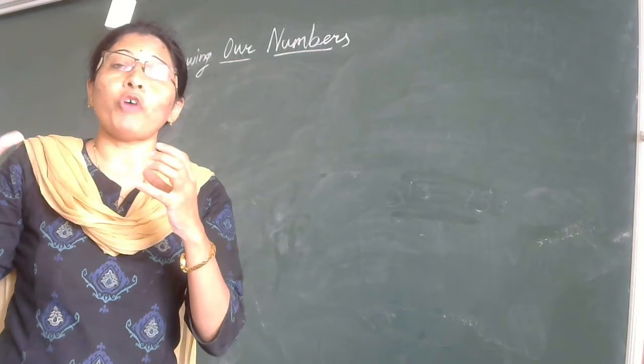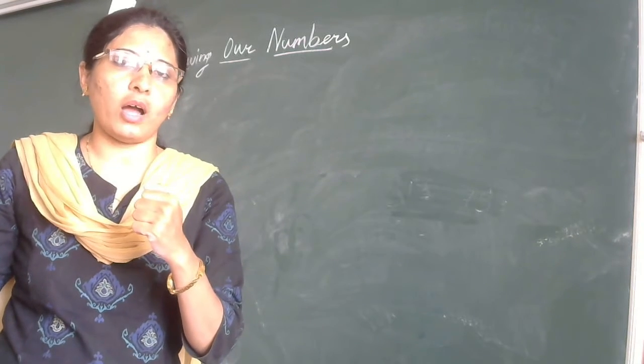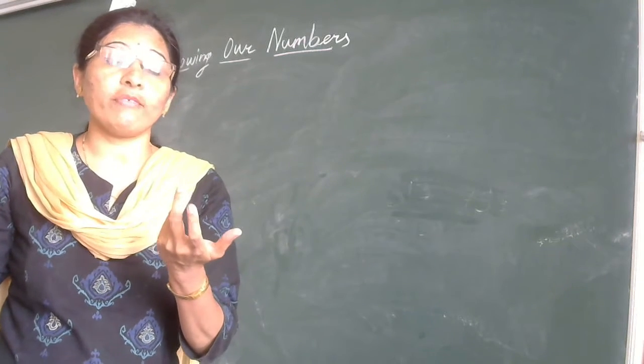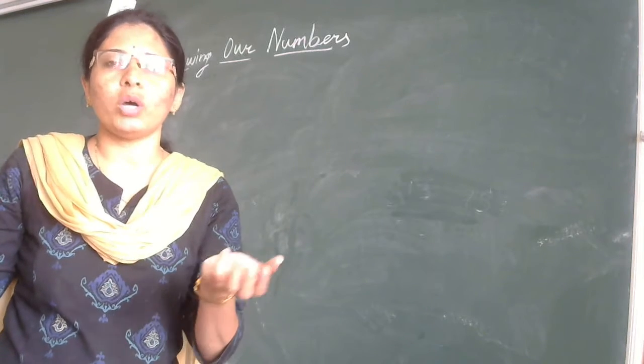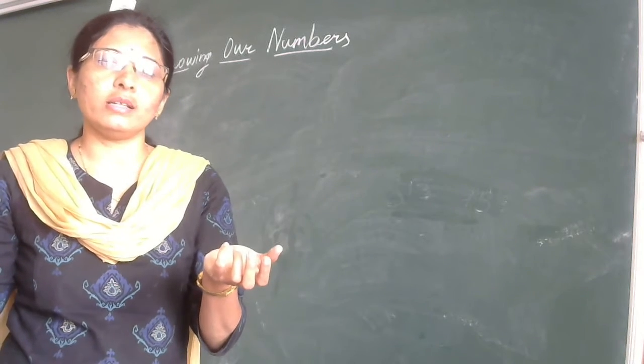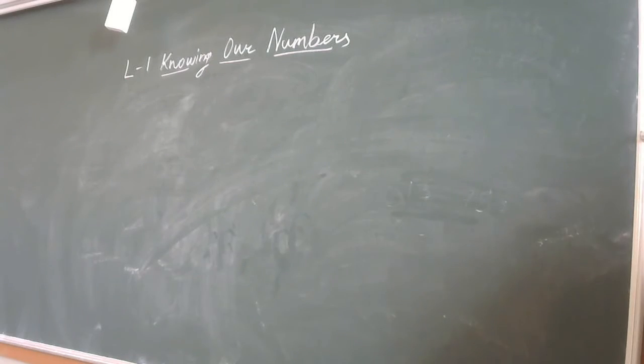For example, if anyone asks how many girls are there in your class, we don't know the exact value, so what will you say? There are 20 girls or 30 girls. You will not tell the exact value.